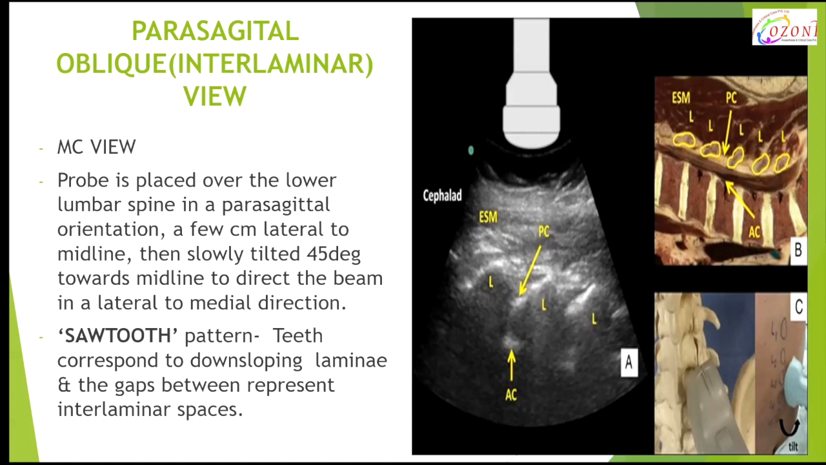So this interlaminar space is bounded anteriorly by the anterior complex and posteriorly by the posterior complex. The anterior complex consists of the anterior dura, posterior longitudinal ligament, and the posterior border of the vertebra, while the posterior complex consists of the ligamentum flavum, posterior dura, and epidural space.